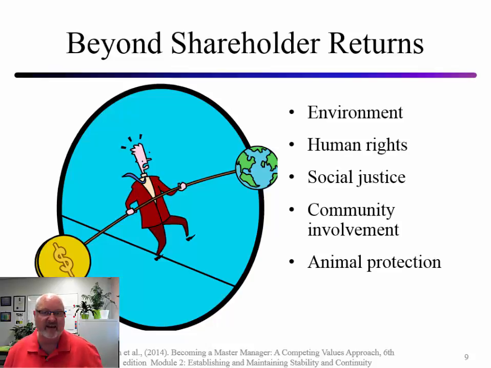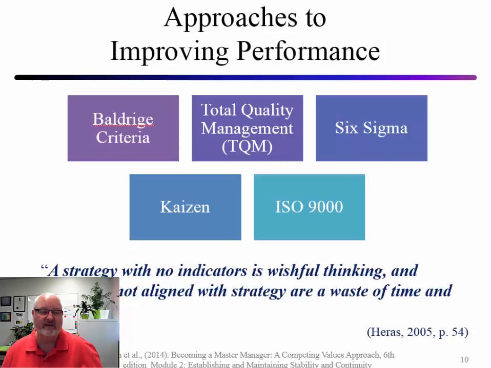Government has measures for these, and it's important that stakeholders in the beef industry are aware that animals have rights in this particular area, and it's important to be aware of those measures that measure performance and how animals are treated within a system. So approaches to improving performance, you can have the Baldrige criteria, TQM, Six Sigma, Kaizen, or ISO 9000.